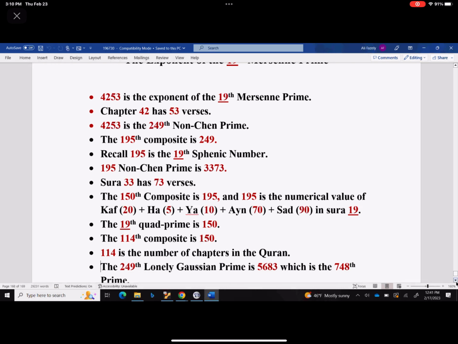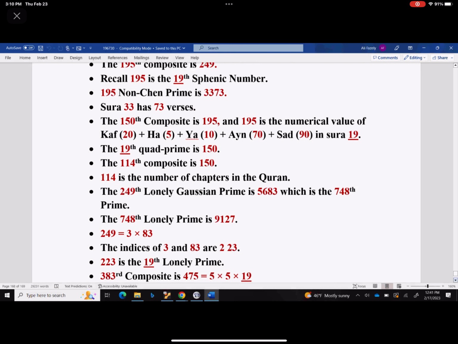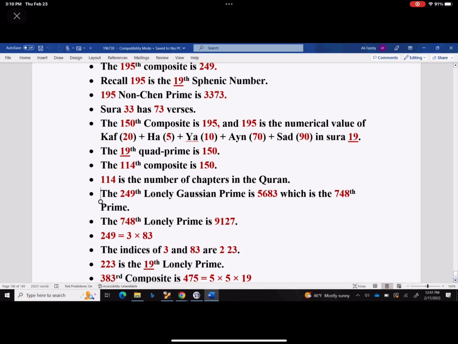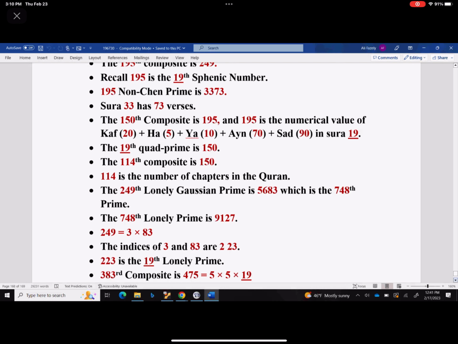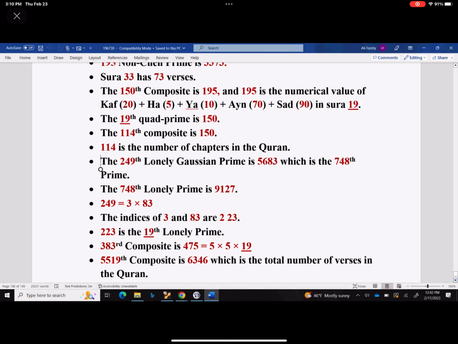If we didn't have these beacons, we would never find out about this code. Never. If not for that verse, chapter 74, verse 30, which says over it is 19, we would never find out about these. Now, the 114th composite happens to be 150, and 114 is the number of chapters in the Quran. We know that.